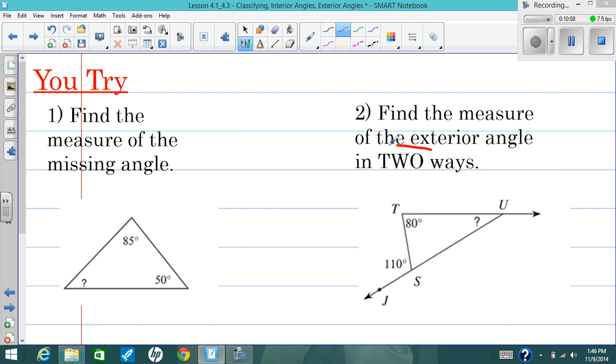Notice for number 2, you should be trying it 2 ways, just so you know both ways to find question mark. This one's a little bit different here. I gave you the exterior. You need to find the interior. So go ahead and try those 2, and we will discuss them in class.